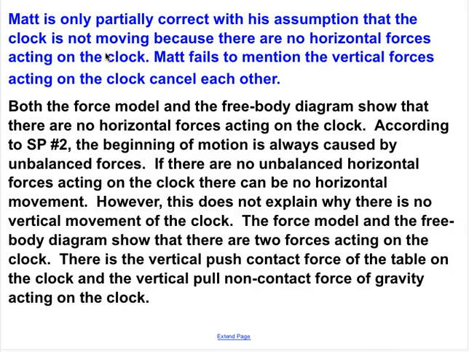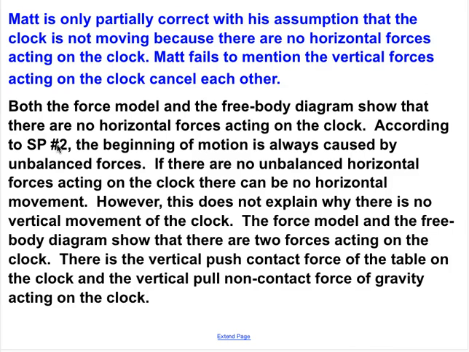So both the force model and the free body diagram show that there is no horizontal forces acting on the clock. According to SP number 2. Whenever you have scientific principles, just shorten it up. This is a lot easier than writing scientific principle number 2. Just write it SP number 2. But you do want to mention this part of it because it tells us as the teachers, the people who are grading you on this, that, ding, ding, ding, ding, hey, we're using scientific principle number 2.